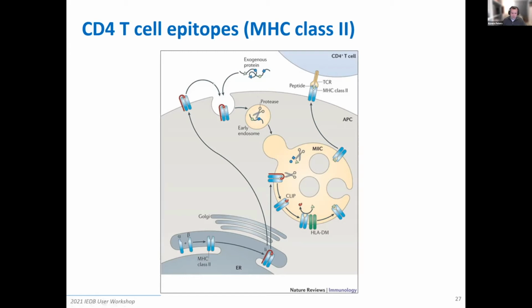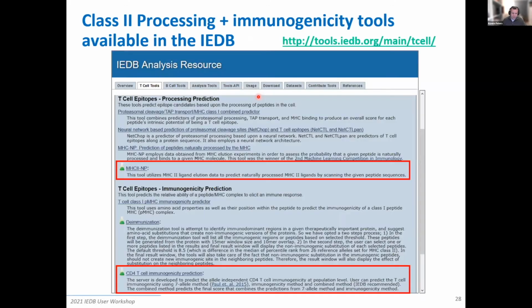So let me go actually back here to my laser pointer. This is again how you get to the tool. Same thing as before under the T cell tools. You have two things that are relevant for a class 2 processing and presentation, immunogenicity, the MHC2-NP tool, and the CD4 T cell immunogenicity prediction tool.